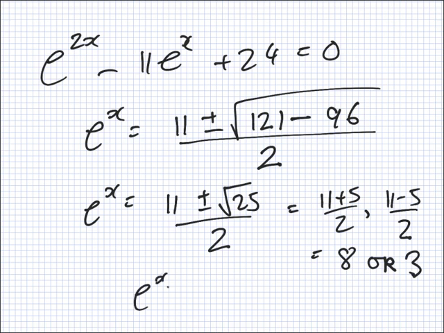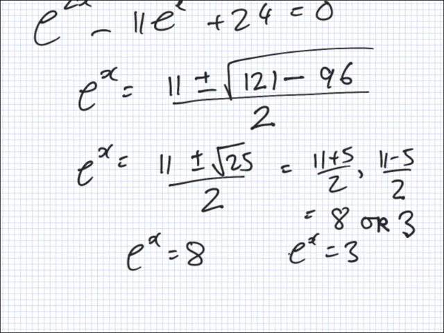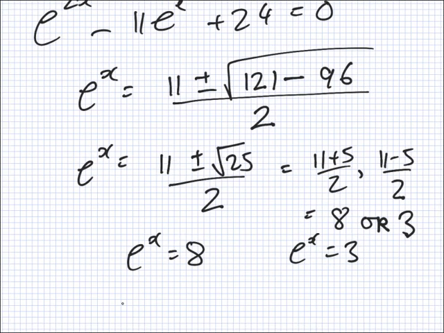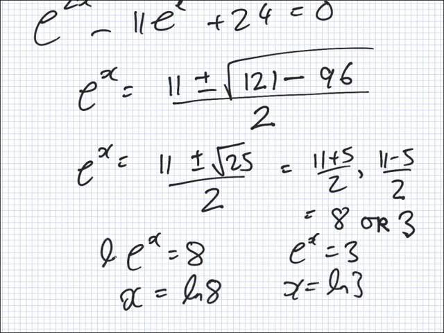So tell me, if you have e^x equals 8 and e^x equals 3, how do I get the x? Yeah, log. So here you have x equals log 8 and x equals log 3, because what you can do is put a log on both sides and cancel the e. So you're left with x equals log 8 and x equals log 3. From the start, no, you have to solve the quadratic to begin with.